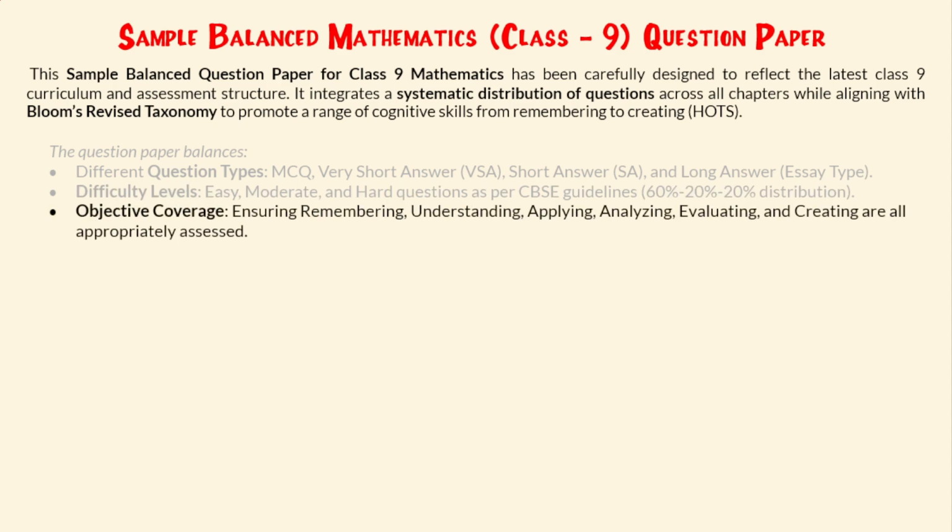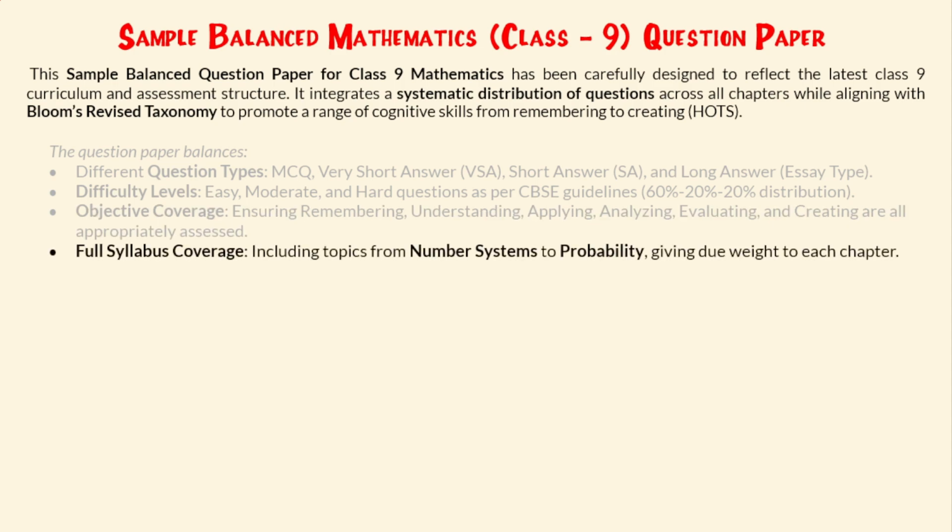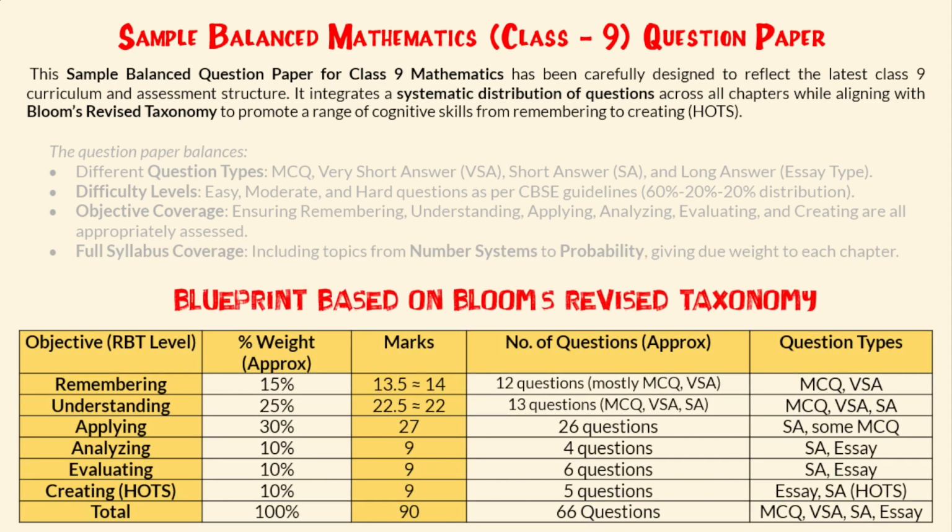Third one is objective coverage, that is ensuring remembering, understanding, applying, analyzing, evaluating and creating are all appropriately assessed. Full syllabus coverage, including topics from number system to probability, giving due weightage to each chapter. Here the weightage of objective remembering is given 15%, understanding is 25%, applying is given highest, that is 30%, analyzing is 10%, evaluating 10% and finally creating 10%. Here I have tried to give 12 questions from remembering, 13 from understanding, 26 from applying, 4 from analyzing, 6 from evaluating and 5 from creating.